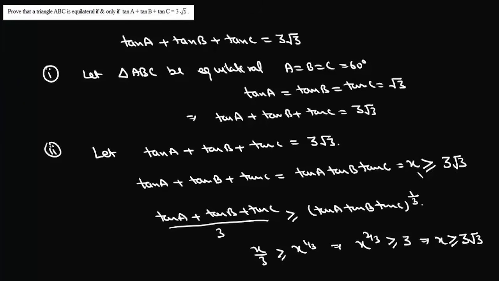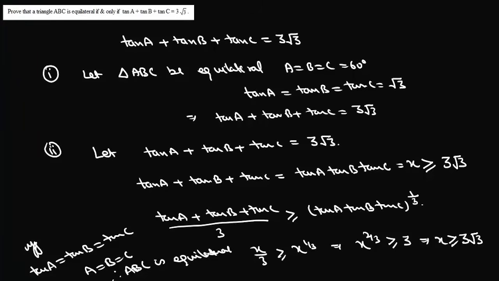Now in this question we are given this equality, and we will have this equality if and only if all the three numbers are the same. That means tan A should be equal to tan B and it should be equal to tan C. So from here we get A equals B equals C, and therefore this triangle ABC is equilateral.